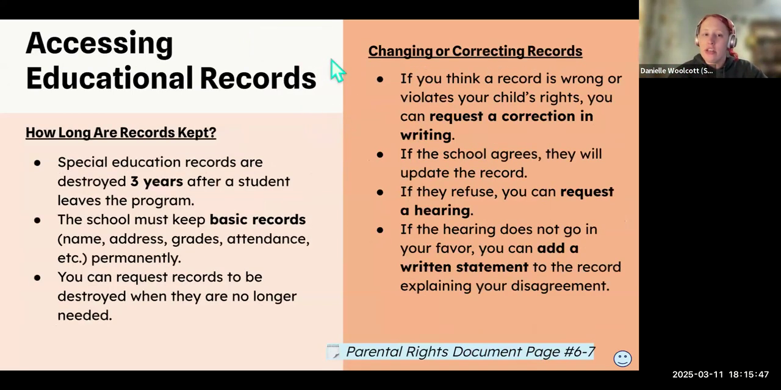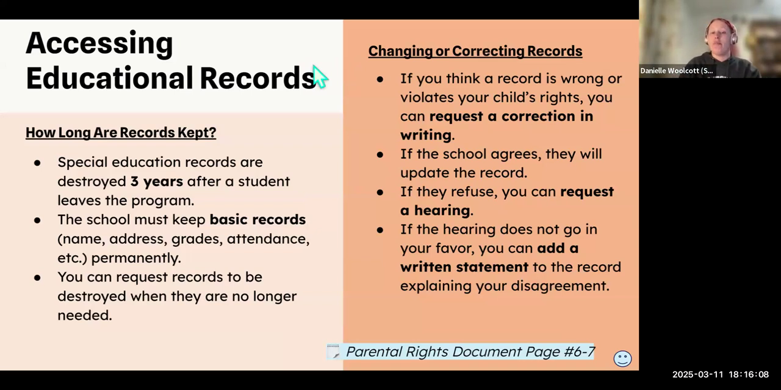A little bit more information about educational records. They're kept for only 3 years after a student leaves the program, and then they're destroyed. The school must keep basic records like their name, attendance, grades, and address permanently, and you can request records to be destroyed when they are no longer needed.